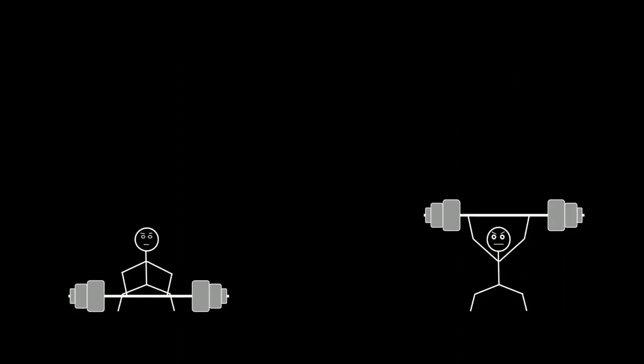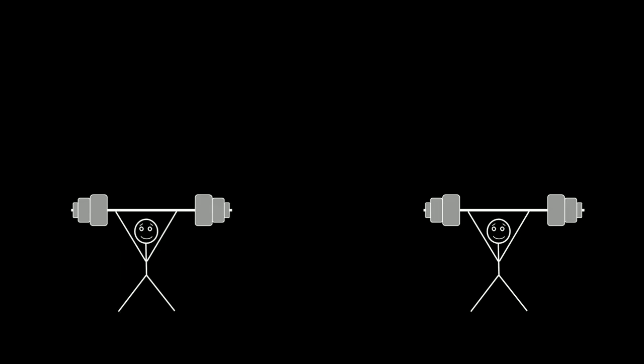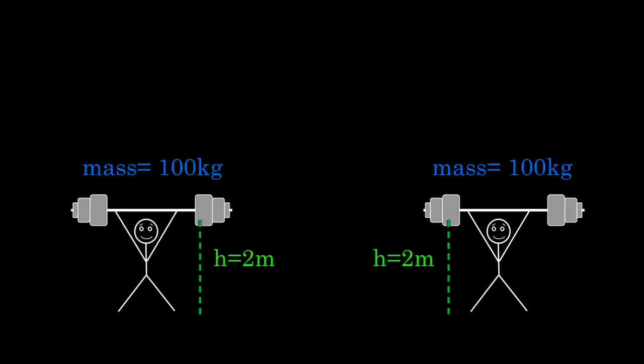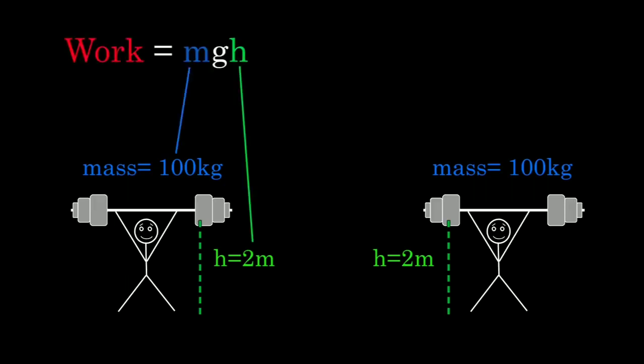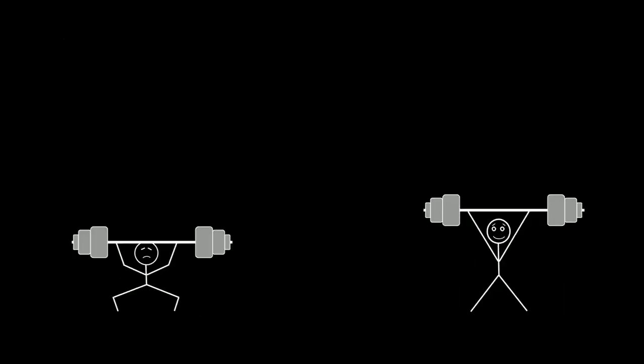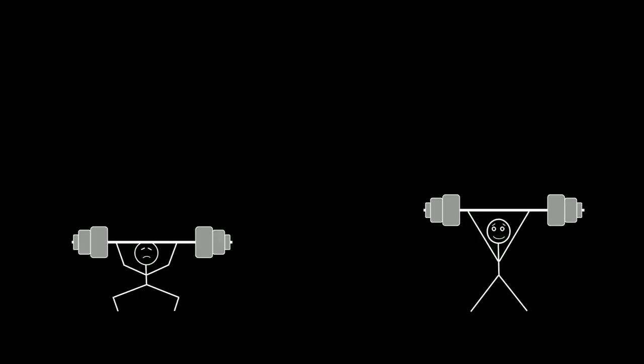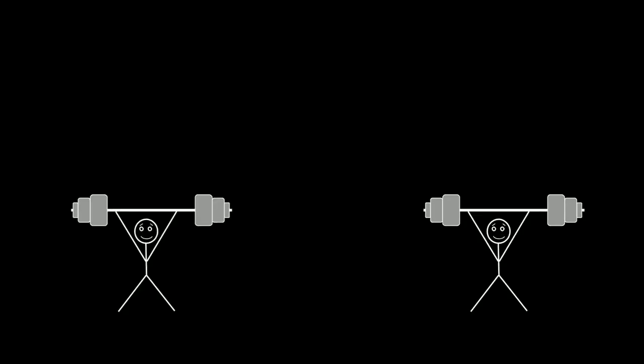Both weightlifters are giving their weights the same amount of gravitational potential energy. They both lift them 2 meters and the masses are 100 kilograms each. Plug those into the formula for gravitational potential energy and you find that the work done by each weightlifter is 1,960 joules. But the weightlifter on the right is lifting his weight faster, and there should be a way to distinguish between what he's doing and what the other slower weightlifter's doing.